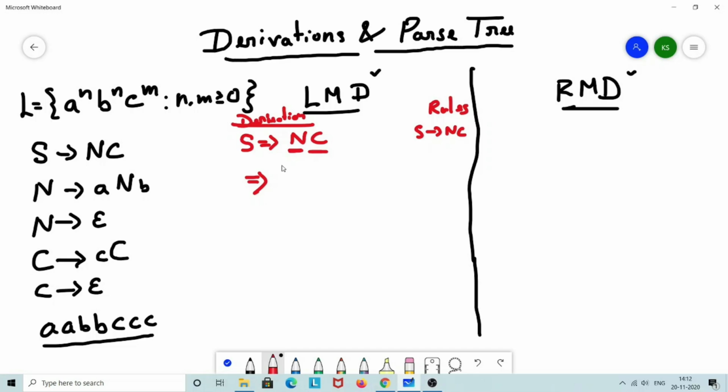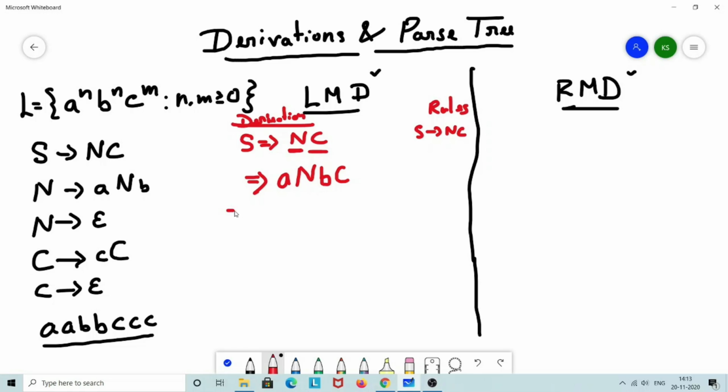So I will expand the derivation by substituting the leftmost non-terminal, using the rule set of the grammar. I will substitute N with aNb, right? So to obtain 2a 2b followed by 3c, I will substitute N with aNb. Okay, so this is what I got. If I substitute N with aNb, C will be written as it is.